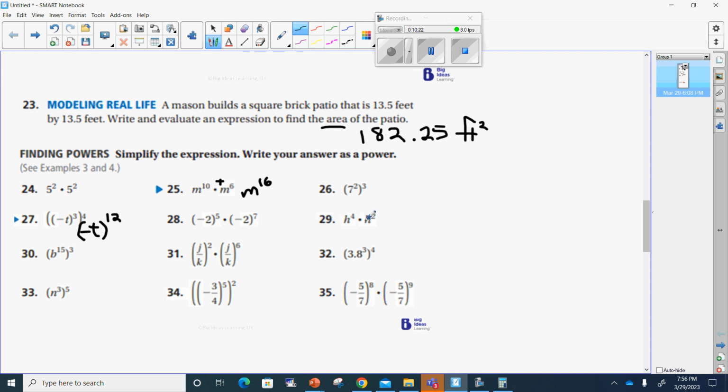29, we're multiplying, again, the base is the same, so I simply keep the base the same and add the exponents. 4 plus 2 is 6. Number 31, jk is being multiplied to itself, and the powers are 2 and 6, so I would put this as jk to the 8th power.